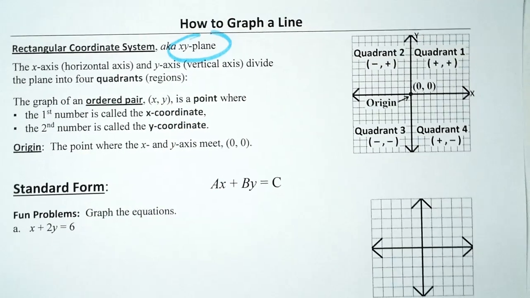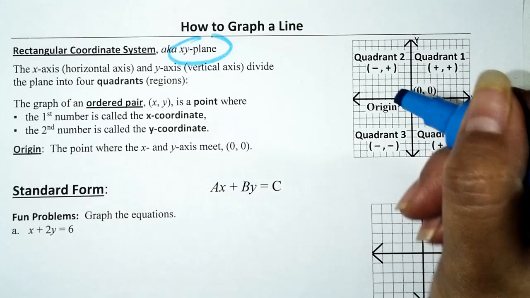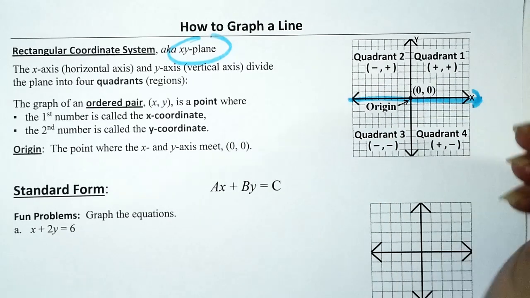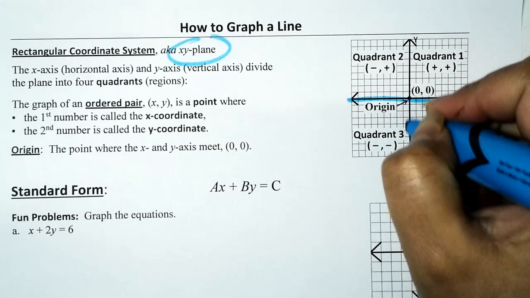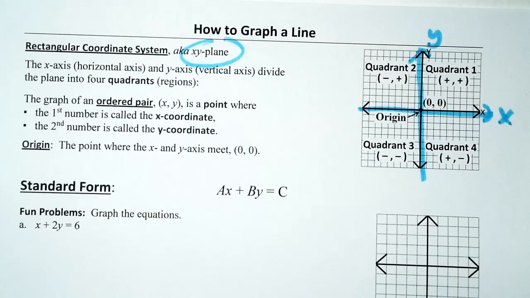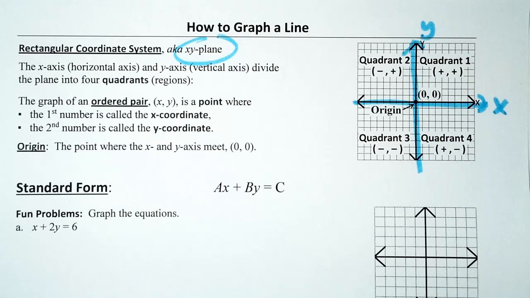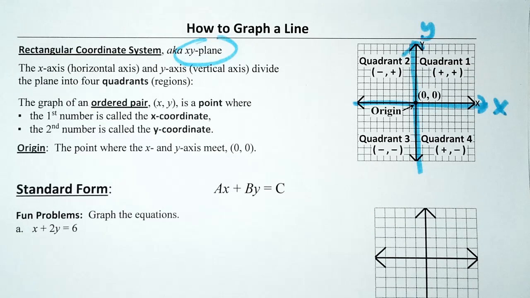Okay, so we have our plane or flat surface, and it's cut into 4 regions, which are known as quadrants. The horizontal axis has a special name, that is our x-axis, and the vertical axis has a special name, that is called our y-axis. In order for us to graph these lines, we need to find some ordered pair solutions. But the question is, what is an ordered pair?